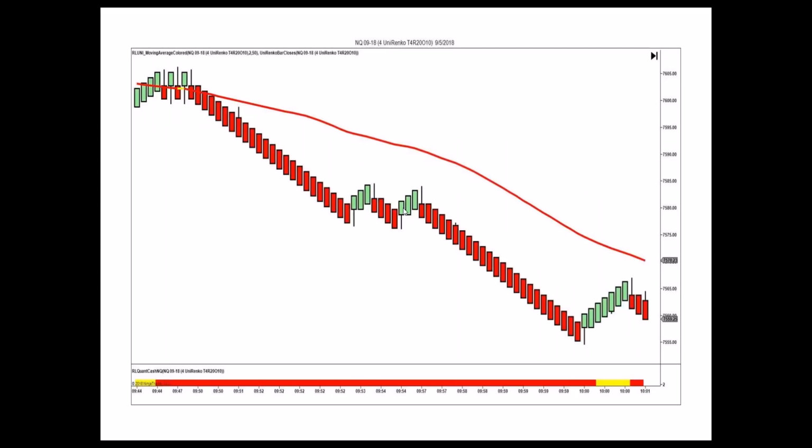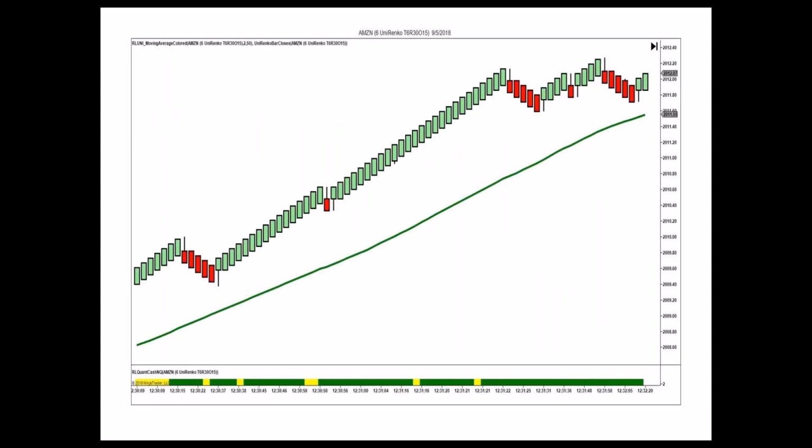Here again is another NQ. Kind of picked on it, but I'm going to show you the Dow. I'm going to show you all the markets.